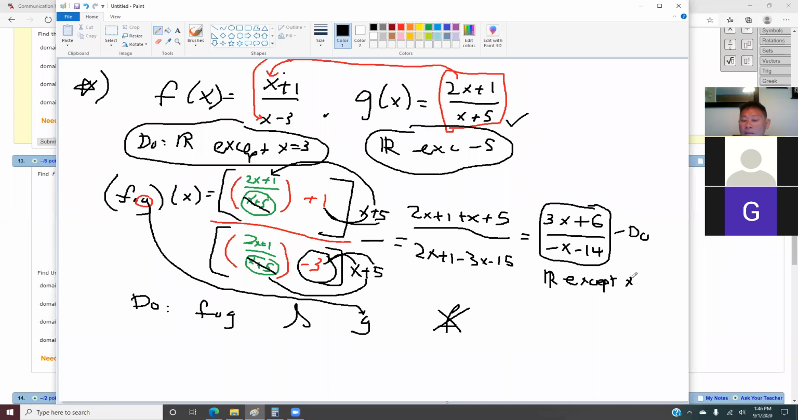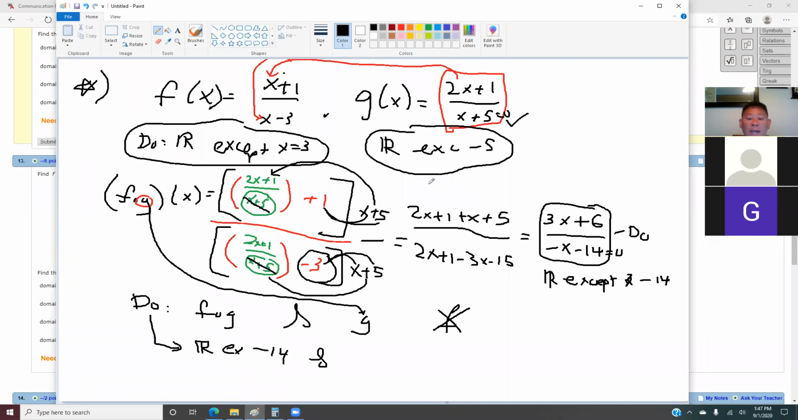Anyone? You guys know how to get these numbers, right? You just set this equal to 0. Yep, negative 14, you're correct. Same thing, you set this equal to 0 and solve for x, and you get negative 14. So what is the domain of this f∘g? The domain in this case will be this: all real numbers except negative 14.